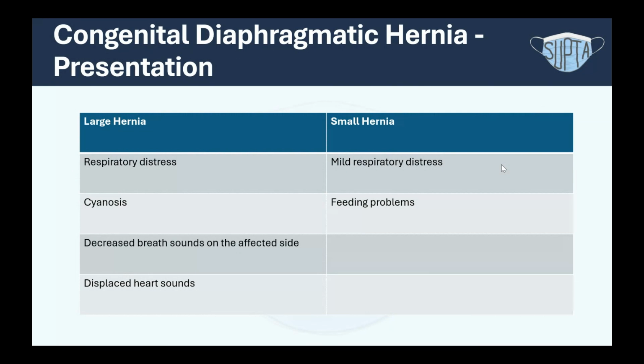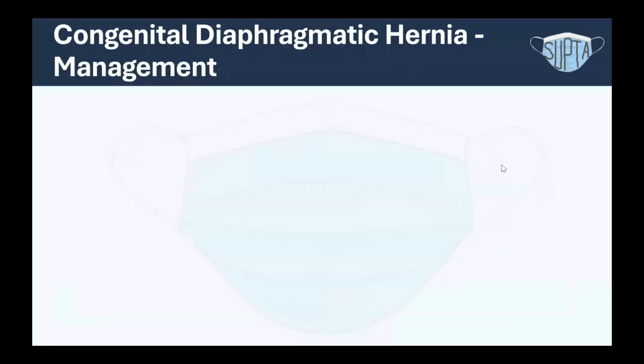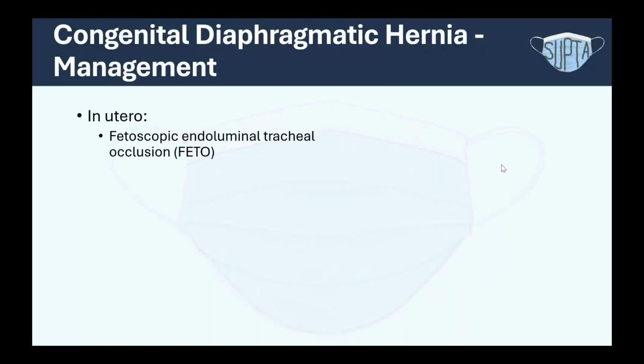So when the abdominal viscera is within the thoracic cavity, it's going to push the heart and essentially move it away from the original location, and hence you will hear displaced heart sounds. All right, if CDH is diagnosed prenatally, you can do something called FETO, which stands for fetoscopic endoluminal tracheal occlusion.